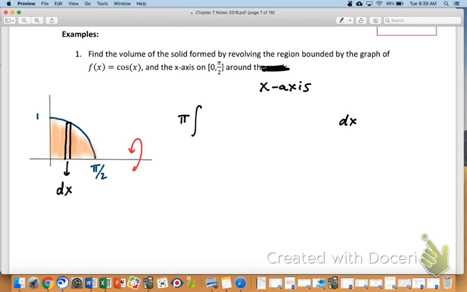The next thing I would decide is this. Is the resulting solid going to have a hole in the middle? Could it hold water? Or is it just totally solid? Totally solid, isn't it? So we would use the disk method. So that is pi integral of r squared. Right?